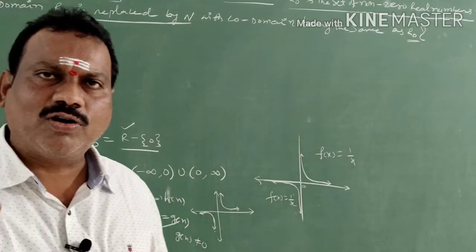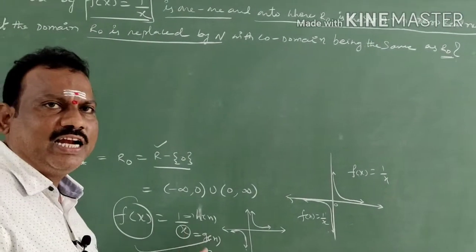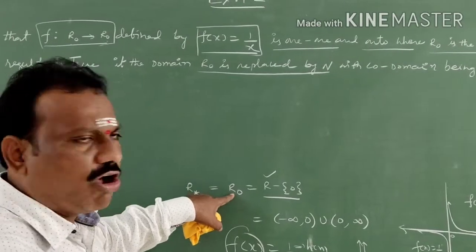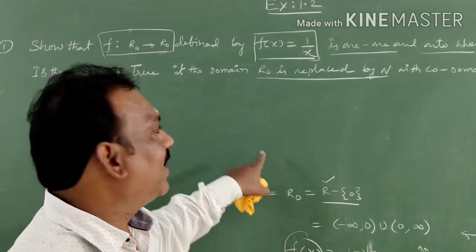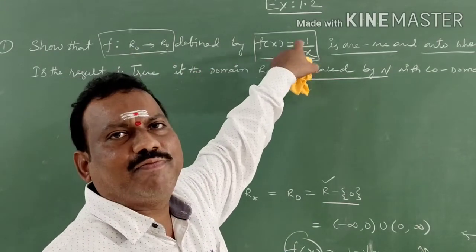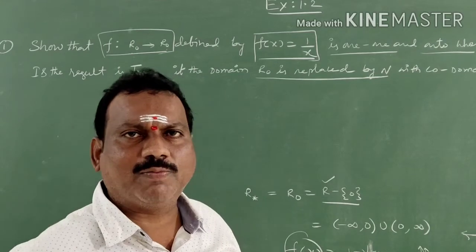We have to discuss only the defined conditions. So if it is 0, it won't be defined. That's why 0 is eliminated from the domain. That's why R naught means except 0 you can take any value. Then only this function is defined. Those are all you have to remember in your mind. Then only we can solve the problem easily.